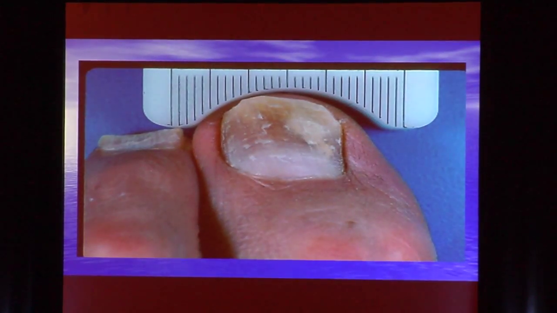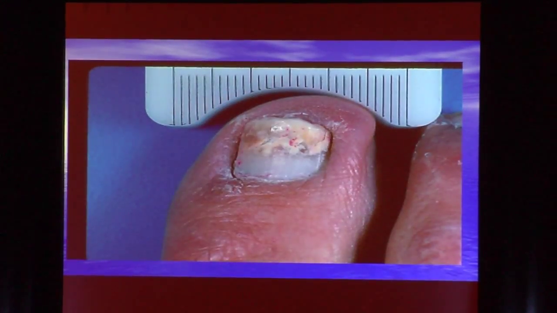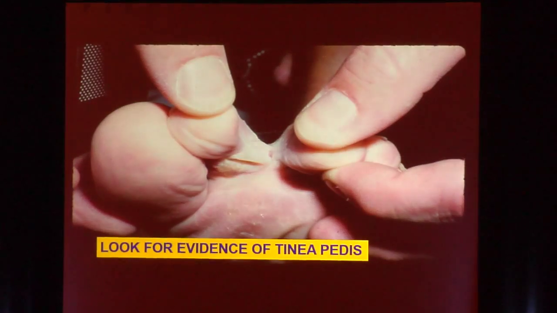This is another patient, also with distal onycholysis, as is this patient. And this is pretty white, and that actually is the beginning of a fungal abscess, also known as dermatophytoma, which is a conglomeration of fungi kind of living together happily. But it's a sign that it's going to be hard to treat.